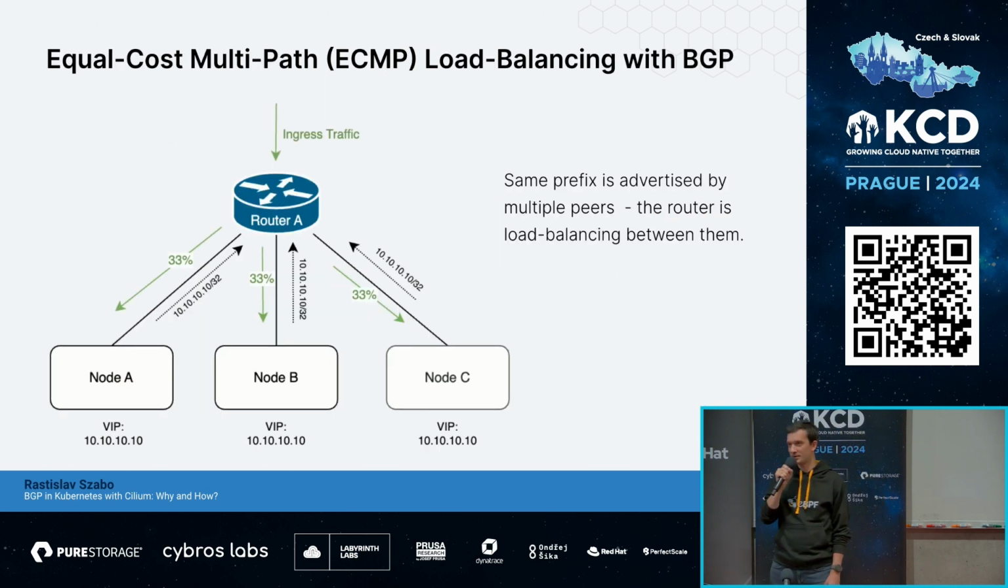And I think the most important use case of BGP in the data center in terms of Kubernetes deployments is equal cost multipath load balancing. So what it is, on this picture we have one router and we have 3 nodes, and each of the nodes is paired with the router, and each of the nodes would advertise the same virtual IP address to the router. So the router would learn the same prefix from 3 different sources with the same cost. And what the router does when there is ingress traffic coming to that VIP is that it would start load balancing between them. And this way you can build load balancing in your infrastructure without the need for specialized appliances because routers can do that very effectively in hardware.